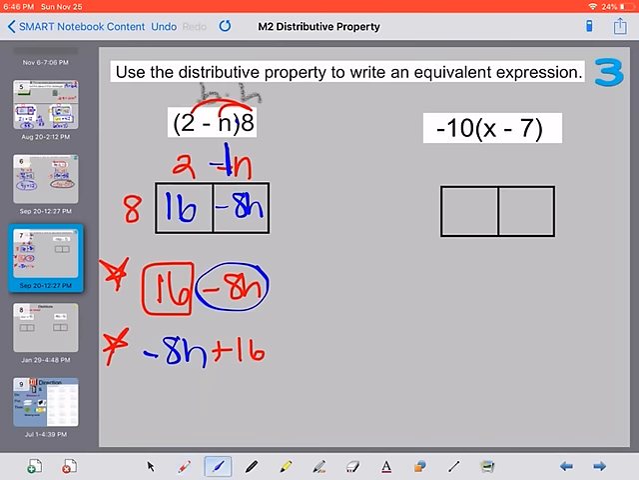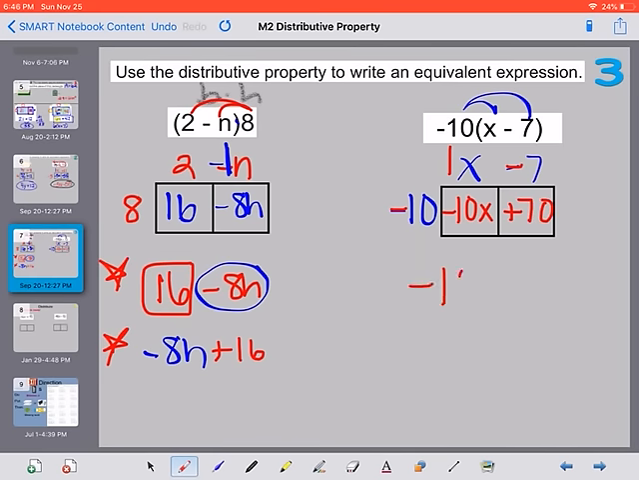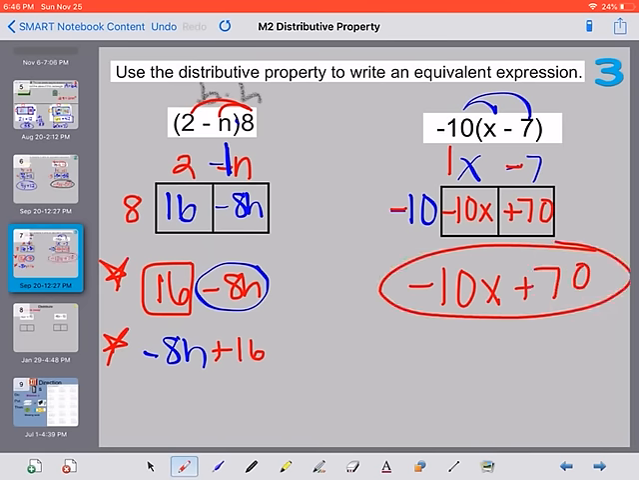All right, next, our base out front is -10, or height, or think of it as a teacher multiplying by everybody in the classroom. We have out front a 1 in front of the x. -10 times 1 is -10, also multiplied by x. A negative times a negative is going to make a positive. We're multiplying. 7 times 10 is 70. So we have -10x plus 70.